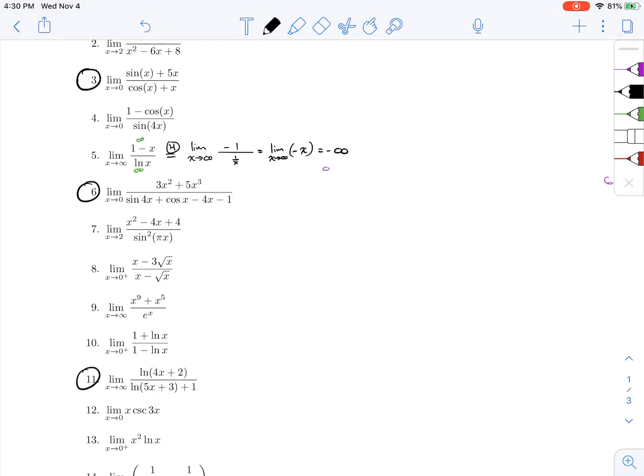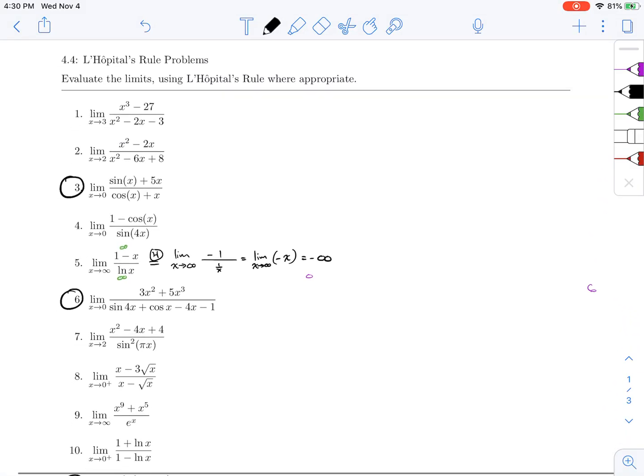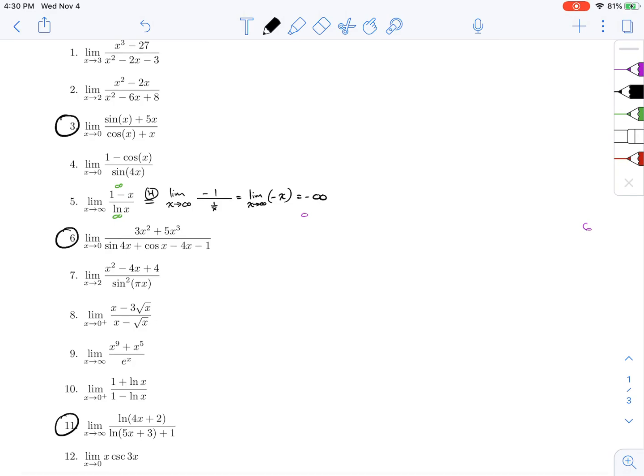All right, let's look at some of these problems on the L'Hopital's rule worksheet. Okay, the first circled one, number 3. X goes to 0. First thing you always want to do on these is plug the number in and see what happens.